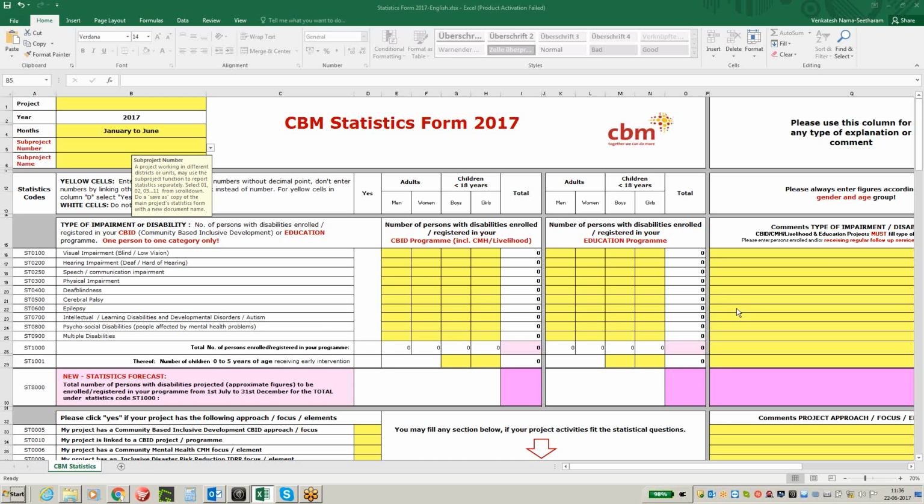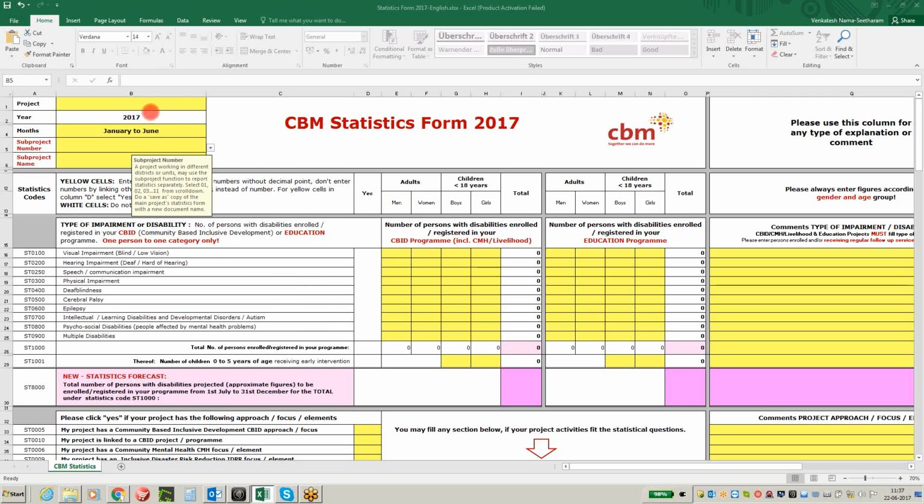So this is the statistics form from 2017 which you see on the screen. Hope you can see this full screen, right? First of all, this statistics form sheet is protected. Only the cells that are required to be filled in by partners, which are in yellow or a different color, can be edited by the partners, and none of the white cells will be edited by the partners.